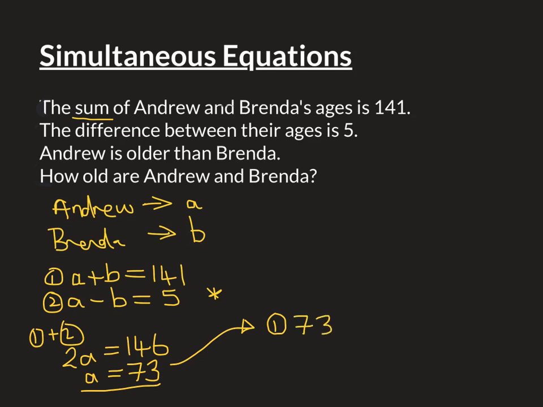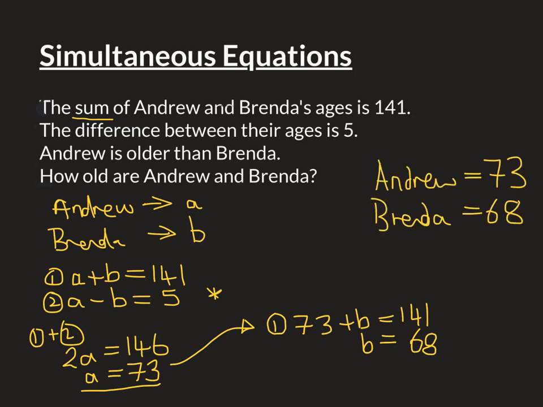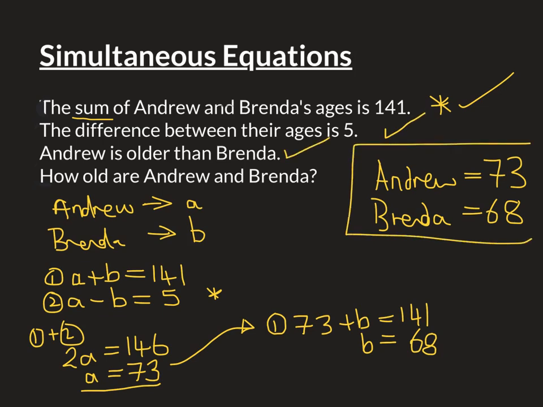So Andrew's age plus Brenda's age equals 141. So Brenda's age equals 68. I'm just going to double check that in terms of the context of this question. So I'm saying that Andrew is 73 and Brenda's 68. The sum of their ages, what's that? It is 141, so that's correct. The difference between their ages is 5, 73 to 68, that's 5. And Andrew is indeed older than Brenda. So I know that that is the correct answer.